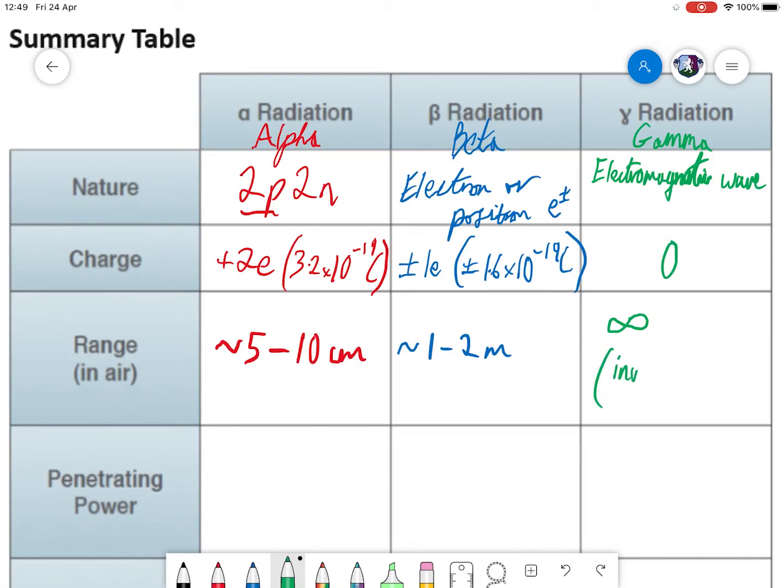Now, gamma is a tricky one. Technically, its range is infinite, but it does follow something called the inverse square law, which we will look at in a little bit.